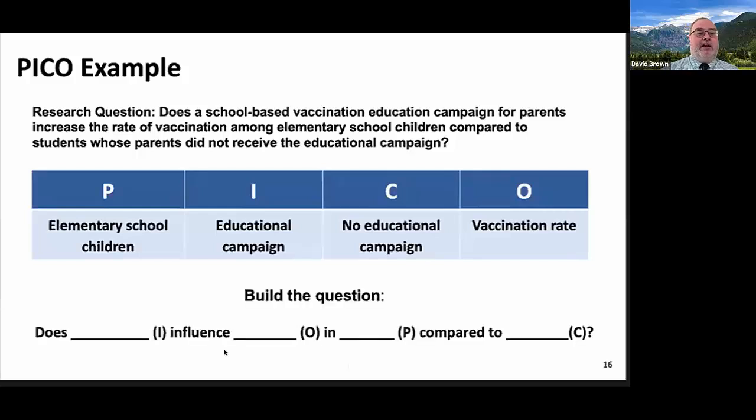Or another way we can build it: does our I influence the O and the P of the C? So in this case, it will be, does the educational campaign influence vaccination rate in elementary school children compared to no educational campaign? Just a way of structuring your questions, looking at it, working across it, and getting where you need to go as you look at it.